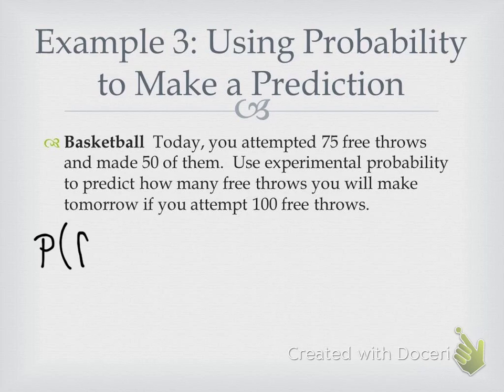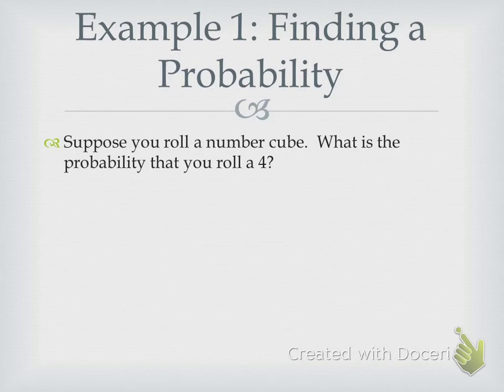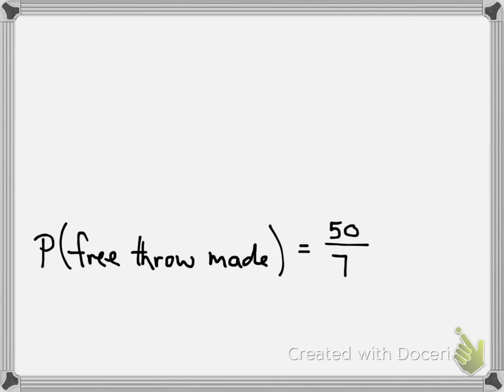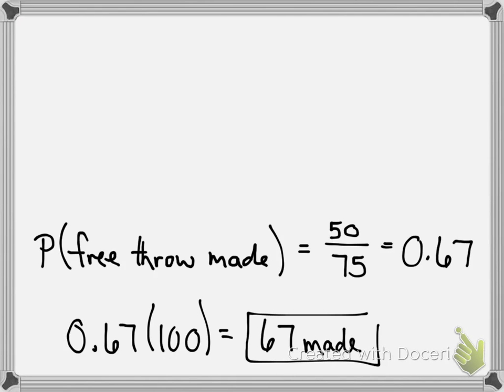Okay, so you should have done probability of free throw made, 50, oops, hold on. Okay, I just messed up, but we're going to keep going. 50 over 75 equals 0.67, and you should have multiplied that by 100 to get about 67 made. Did you get that? Okay, very good.